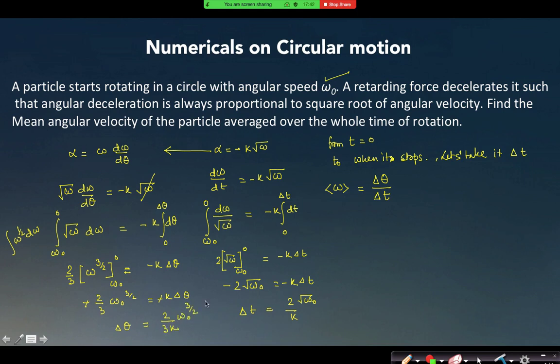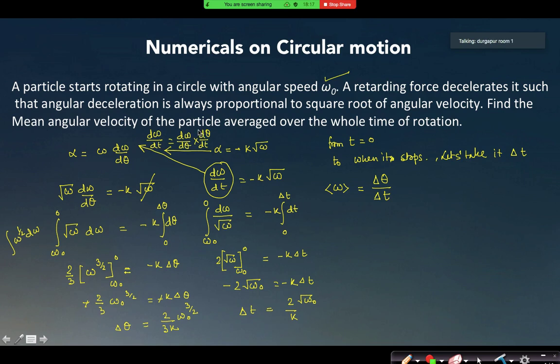Yes, tell me. Sir, how did alpha equal omega d omega by d theta come about? Yes, that I have explained here. What is alpha? Alpha is nothing but d omega by dt. That I can write, yes or no? Yes, sir, you can write. So I have just modified d omega by dt to get this. What I have done is written d omega by dt equal to d omega by d theta into d theta by dt.